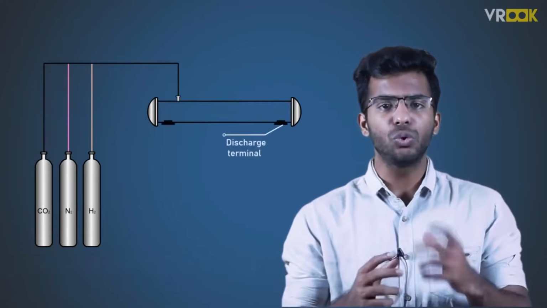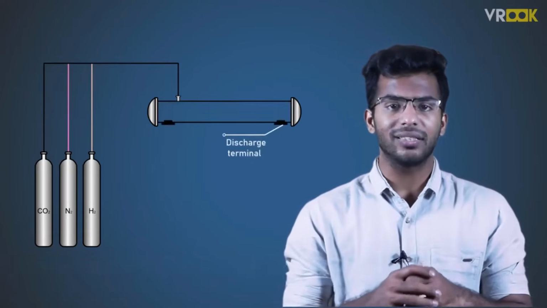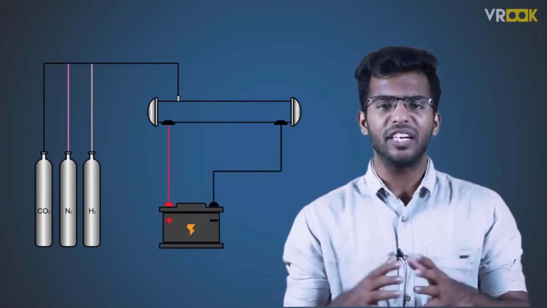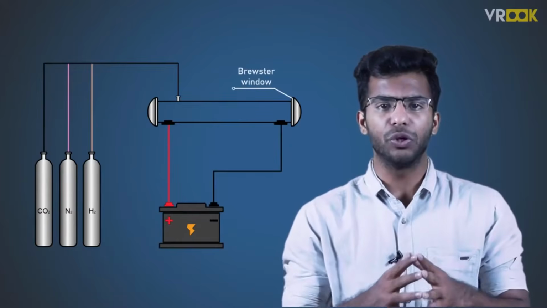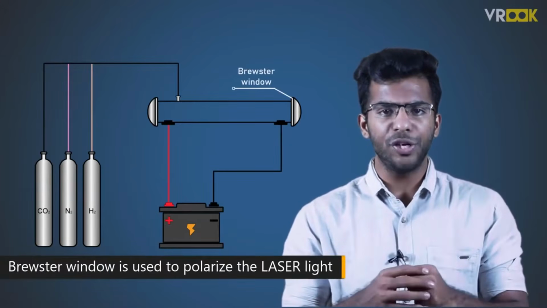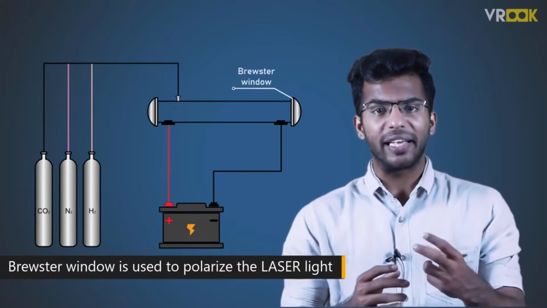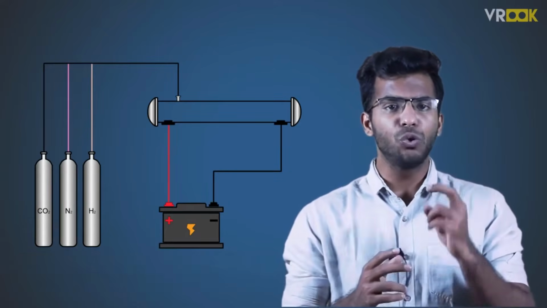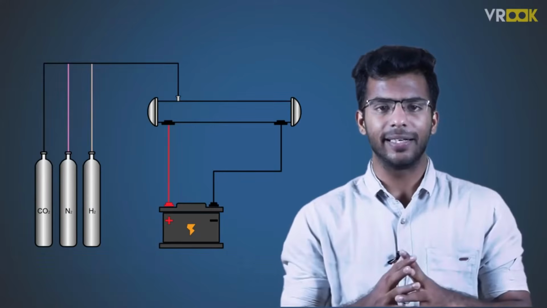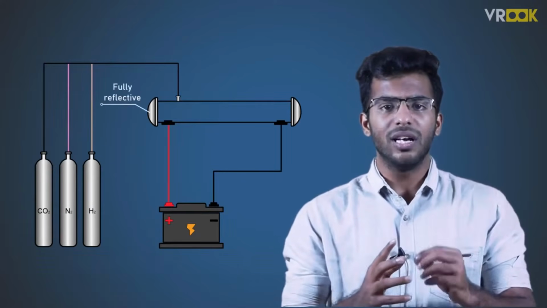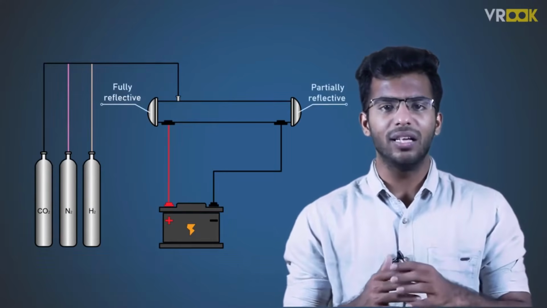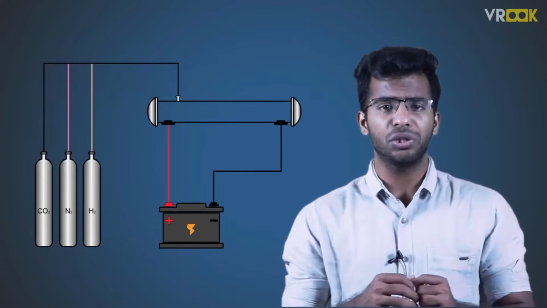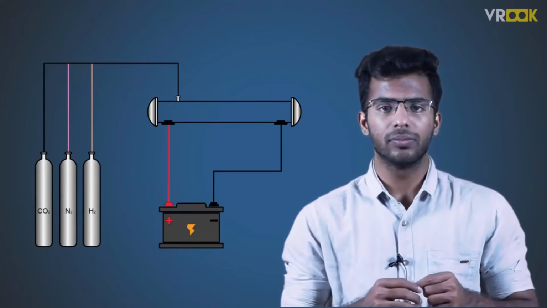The tube has two discharge terminals which are connected to the DC power supply. Both the ends of the tube are fitted with NaCl Brewster windows. Brewster window is used to polarize the laser light. Similar to the other laser, we have two concave mirrors on either side. One of the mirrors is fully reflective while the other is partially reflective. This is the simple construction of a CO2 laser.